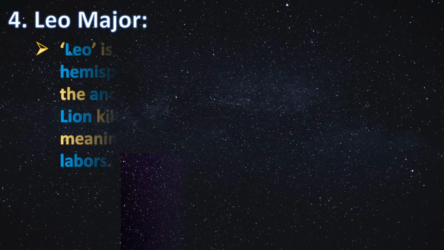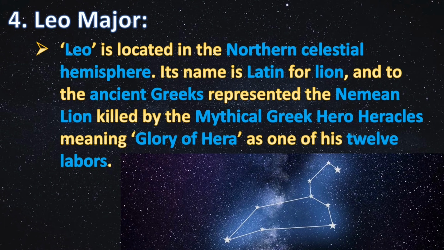Leo Major. Leo is located in the northern celestial hemisphere. Its name is Latin for lion and to the ancient Greeks represented the Nemean lion killed by the mythical Greek hero Heracles, meaning glory of Hera, as one of his 12 labors.